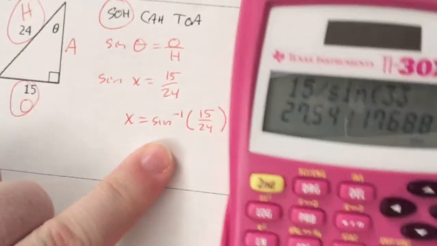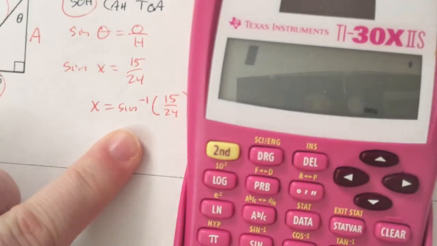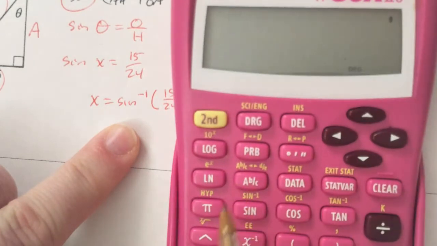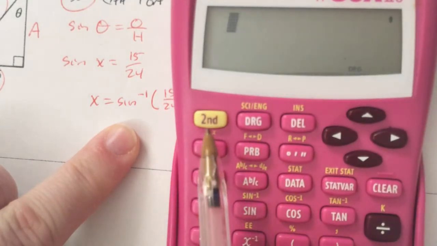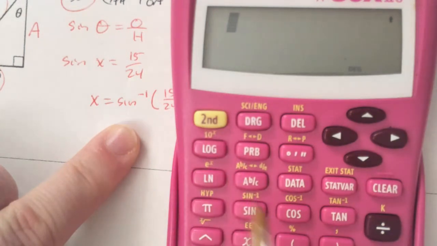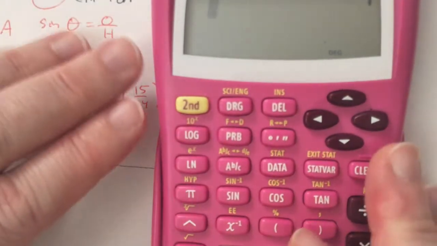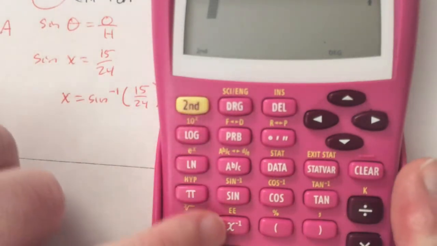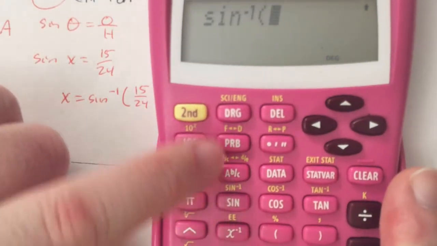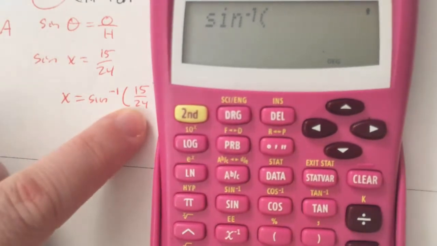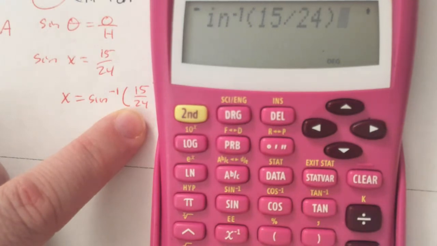So you always do inverse if you're looking for the angle. Do you see this little symbol right here? It says sine inverse. So to get to the yellow stuff, you need to push the yellow button. You might have a different color, but to get to the yellow stuff, I need to push the yellow button. So I'm going to push second sine, and now it says sine inverse. Now I type in 15 divided by 24, close. And make sure you're in degrees or you're going to get the wrong answer.